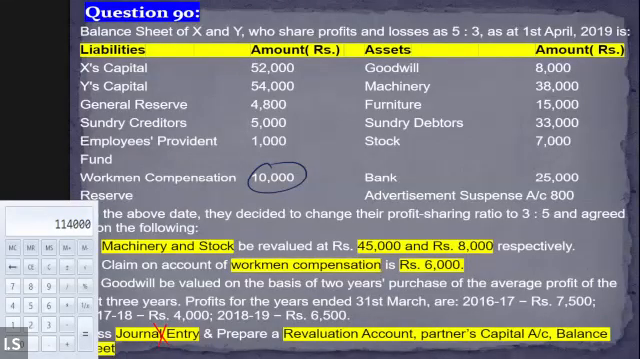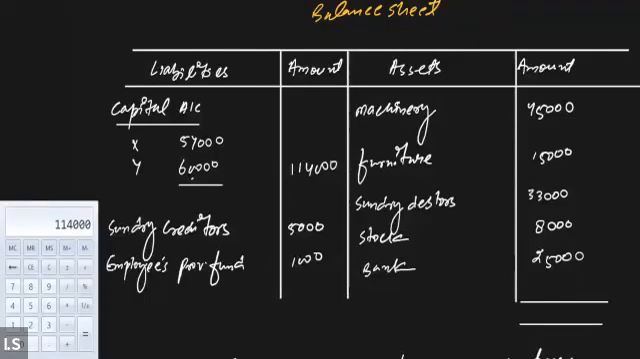Then we have workman compensation. See, out of workman compensation, 6,000 has been the workman compensation claim. So this time, instead of writing down the value of the workman compensation reserve, we will write down the value of the workman compensation claim. Since the actual liability is only 6,000, we had anticipated a compensation reserve of 10,000, but the claim is actually made for 6,000 only. So the liability to pay towards the workman compensation only stands at 6,000. So we'll write down the value of the workman compensation at 6,000 only.